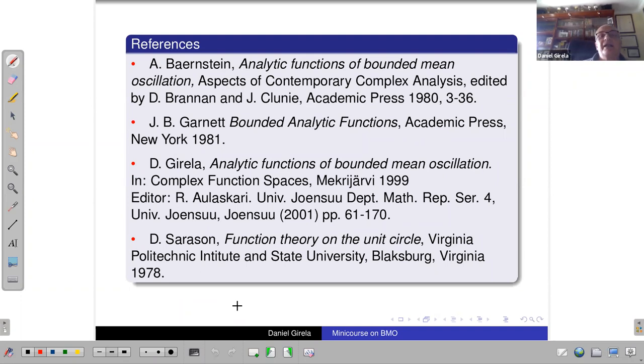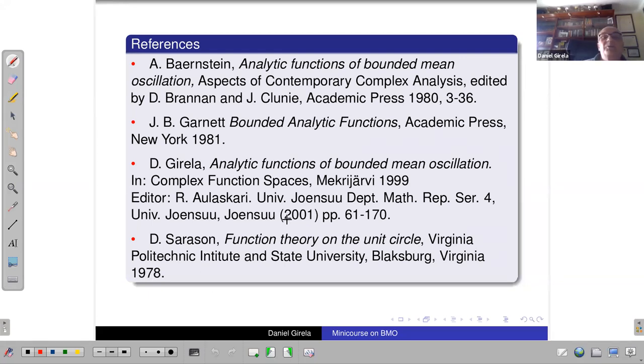Let us give some general references about BMO functions. The first one is a paper by Baernstein. Baernstein was my thesis advisor, and I'm very much indebted to him. I learned a lot from him, and he wrote a very nice paper on analytic functions of bounded mean oscillation, which was published in 1980. Then, of course, Garnett's book on bounded analytic functions is a very good reference for a lot of facts having to do with analytic functions, and in particular with BMO functions. Of course, we have this very nice book by Sarason, Function Theory on the Unit Circle, which was published in 1978.